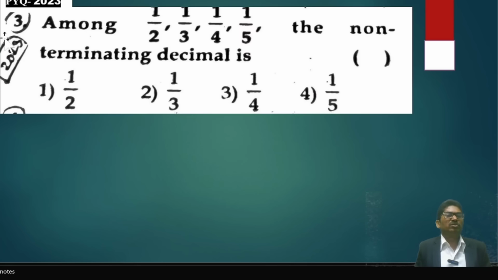Next to 2023. In this we have 5 questions. Among 1 by 2, 1 by 3, 1 by 4, 1 by 5, the non-terminating decimal is? Non-terminating decimal.